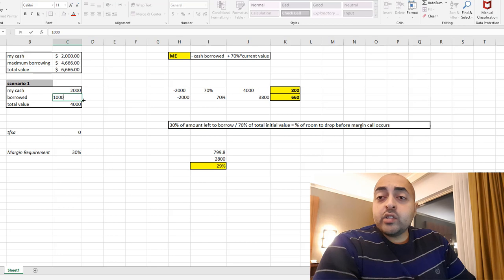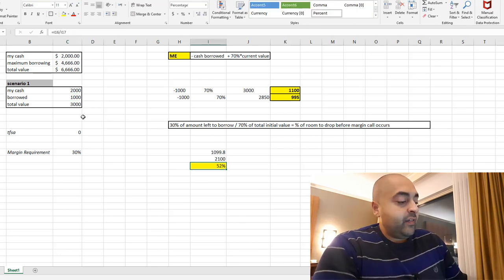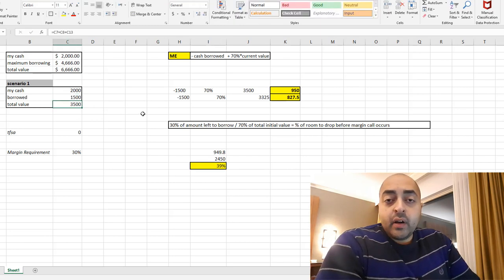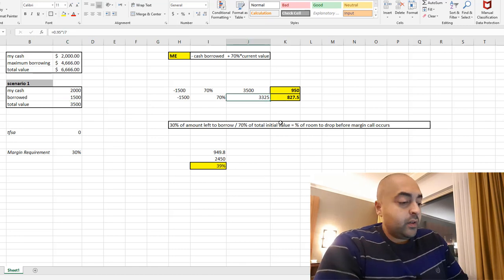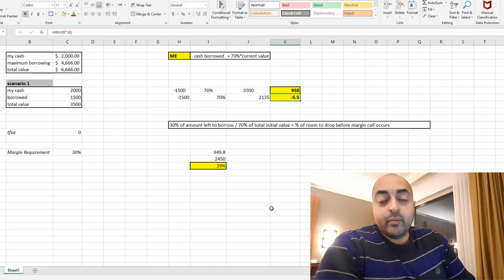That the stock can drop 52% before I'm placed in a margin call. If I borrow 1,500 on the 2,000 that I deposit, the stock can drop 39% before a margin call is placed on my account. So basically 61% times the initial value. So you see I'm at a negative ME when the stock drops 39%.